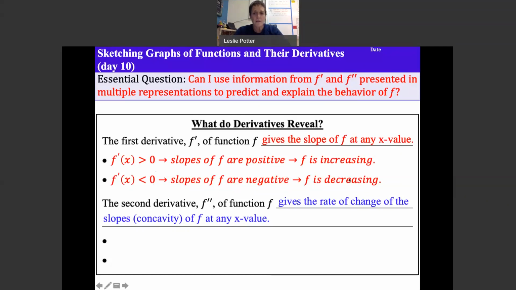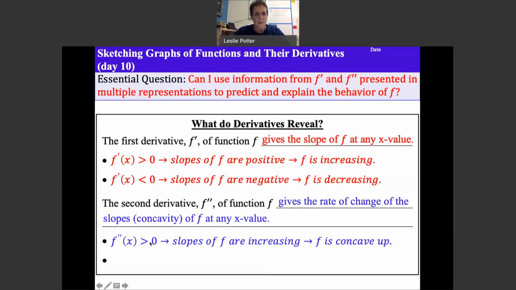So the rate of change of the slopes is saying, is my line getting more vertical, or is my line getting flatter and more horizontal? That's what it's looking at. Let me give this comment first to tie that in. If the second derivative is positive, the slopes are increasing.